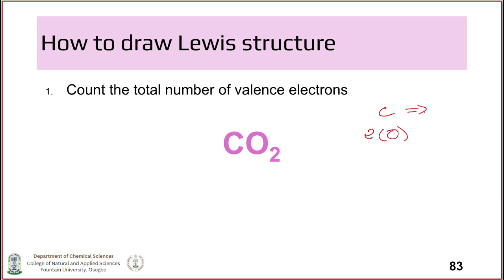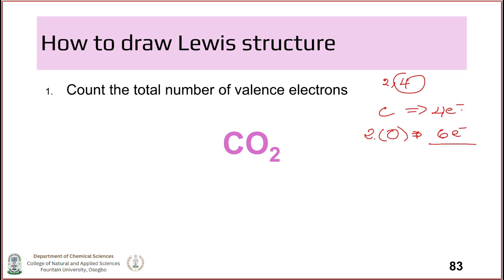For carbon, the valence electrons are 4, remember? Carbon is element number 6 in the periodic table, so it's 2, 4. So 4 valence electrons. And for oxygen, we just did it now. The valence electrons for oxygen is 6 because it's element number 8. It has 6 valence electrons.